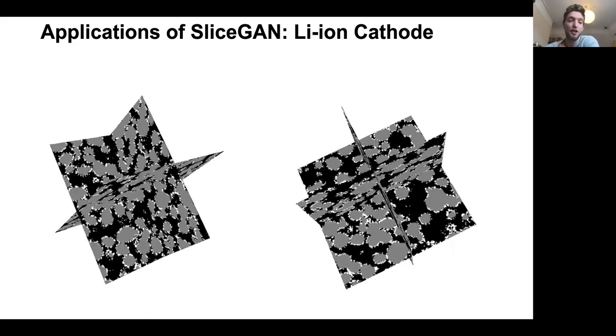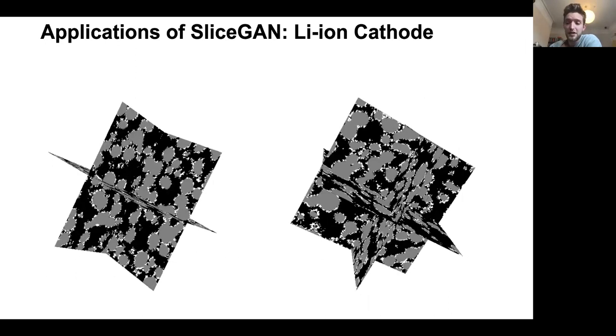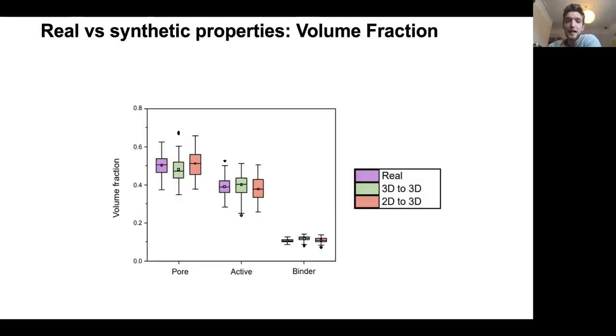And again, one of the nice things about this is that we don't just have to say it looks visually indistinguishable. We can take the same metrics that we used before, calculate them and say exactly how realistic it is. So I'll go through the same metrics as before. We have volume fraction, where this time I'm comparing 3 different sets of microstructure, where again, the left-hand side is real, the middle is the 3D to 3D that I was talking about before, and the right is 2D to 3D, so SliceGAN.